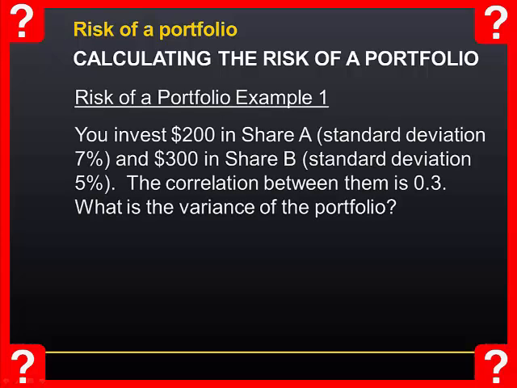Suppose you invest $200 in share A, which has a standard deviation of 7%, and $300 in share B, which has a standard deviation of 5%. The correlation between them is 0.3. What is the variance of the portfolio?